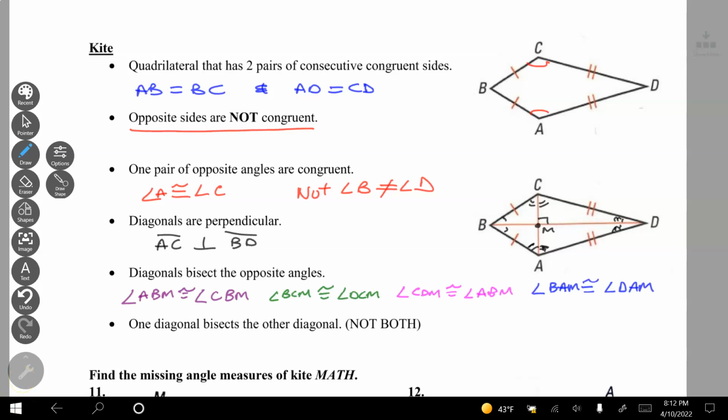So I've shown how all these angles are congruent to each other, and finally, the one diagonal cuts the other diagonal in half. So in this case, AM is equal to CM, but not the other way around. BM is not equal to DM, just one.